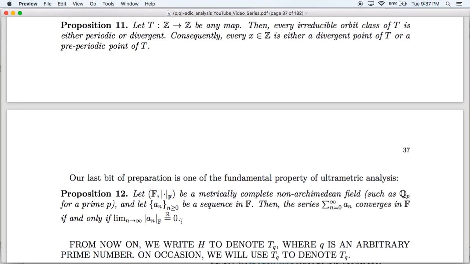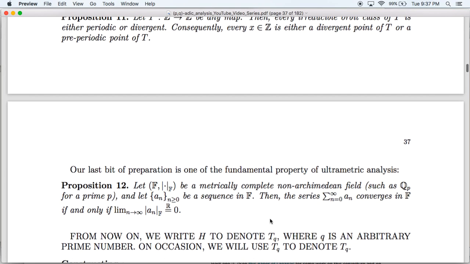And our last bit of preparation is one of the most important things you can know about non-Archimedean, a.k.a. ultrametric analysis, which is that unlike in real analysis, in non-Archimedean analysis, a series will converge if and only if its terms go to 0 in magnitude. So the harmonic series, which is the classic example of a series of real numbers whose terms go to 0, but for which the series itself diverges, that cannot happen in the non-Archimedean setting.